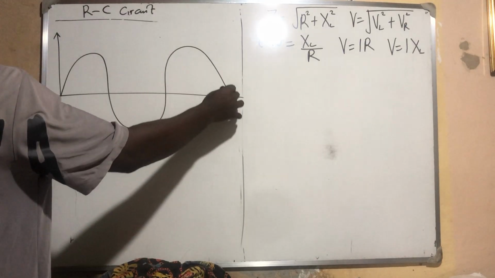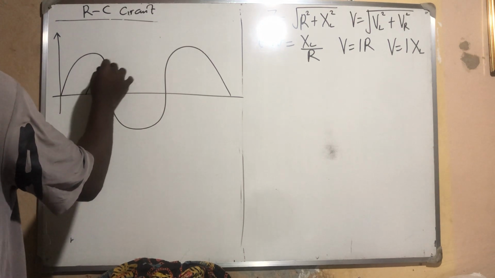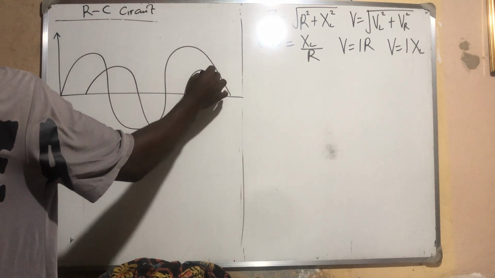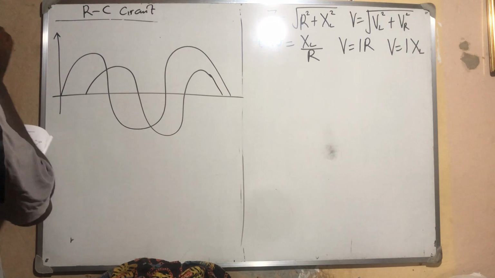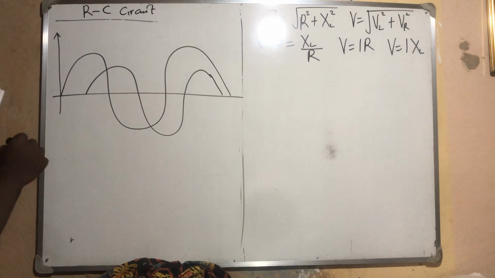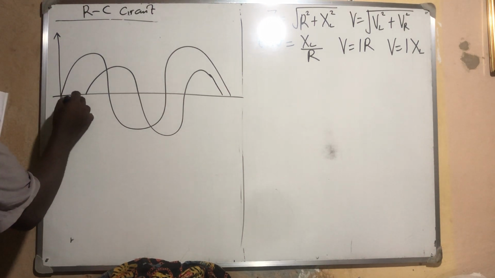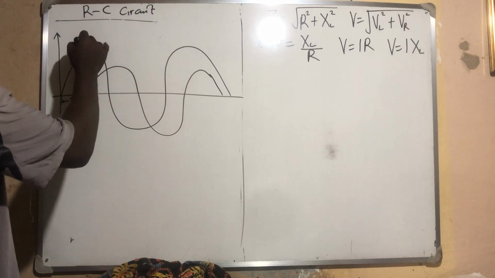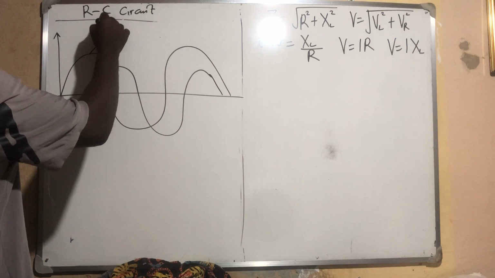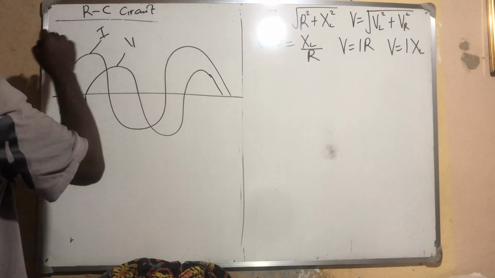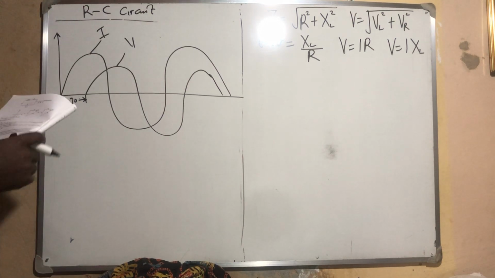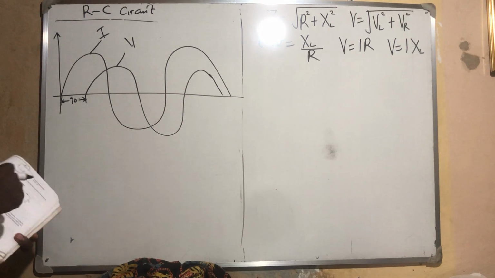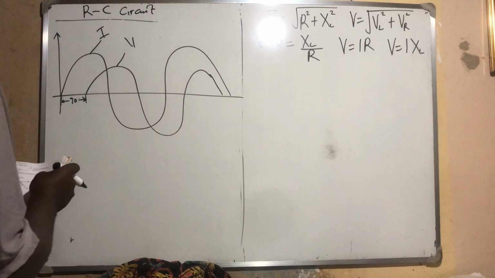So whenever you see the current starting from zero, and then the voltage did not start from zero, you will now know that it contains a resistor and a capacitor. So the distance from here to here is 90. So I have that this one is my current, and this is my voltage. So whenever you see that the current is leading the voltage, then there is a capacitor in it.